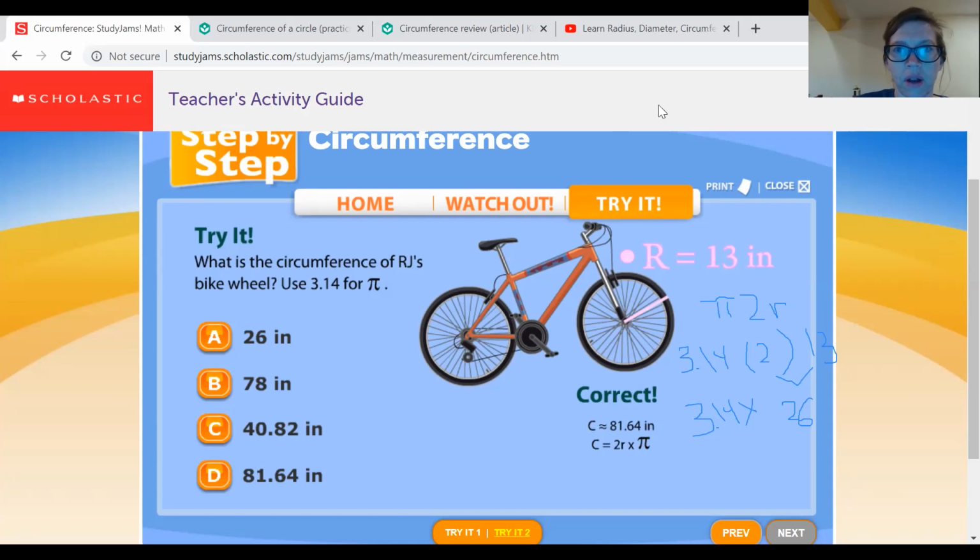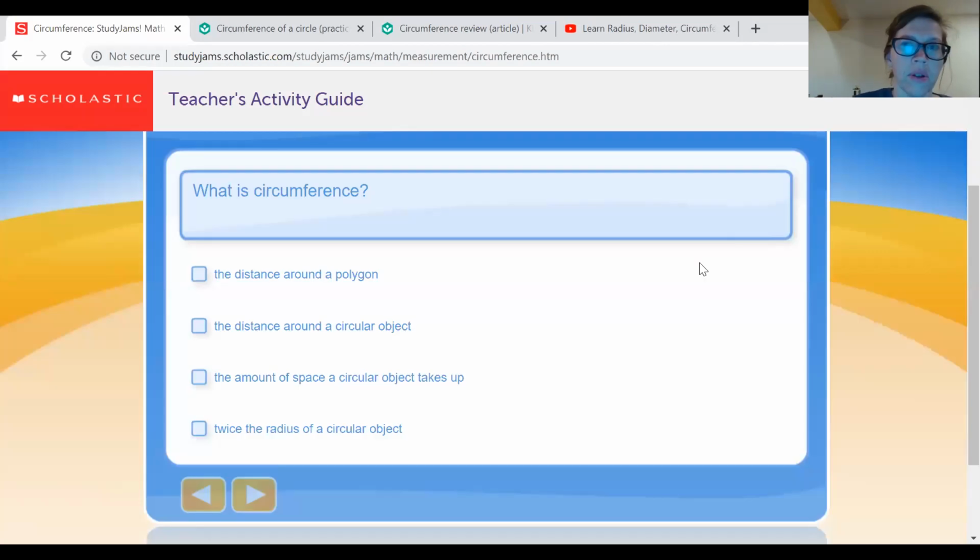Hopefully that's what you got. All right, so we're going to test our knowledge about circumference with a few multiple choice questions here. You can just jot down the answers on a piece of paper. There's going to be 4 choices, so you can just write down A, B, C, or D, and then you can check to see if you're correct.